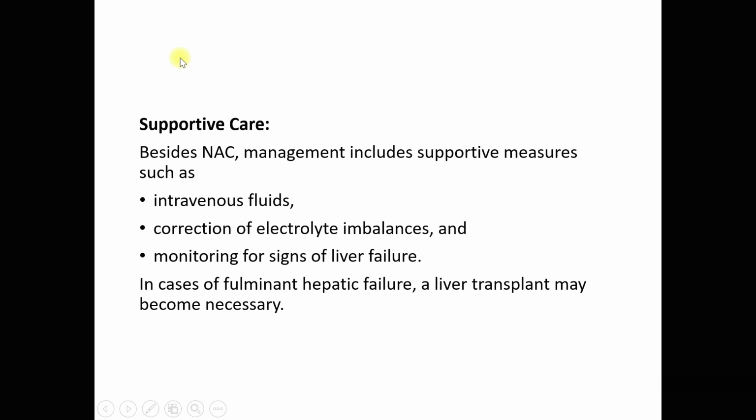In addition to the antidote or the main treatment, there is also supportive care given for patients with paracetamol toxicity. Besides NAC, or N-acetylcysteine, management includes supportive measures like intravenous fluids, correction of electrolyte imbalances, and monitoring for signs of liver failure, like AST, ALT, or other synthetic and secretory functions of the liver, which should be assessed or measured. In case of permanent hepatic failure, a liver transplant may be necessary.